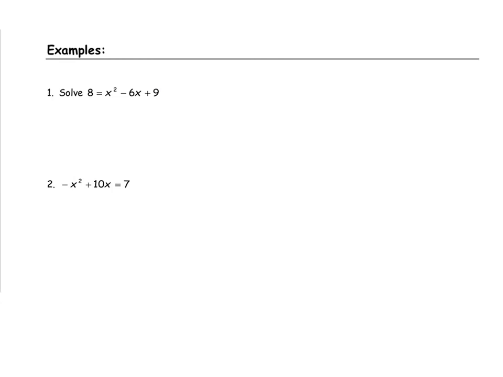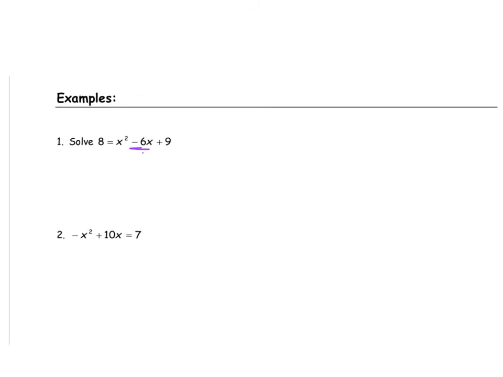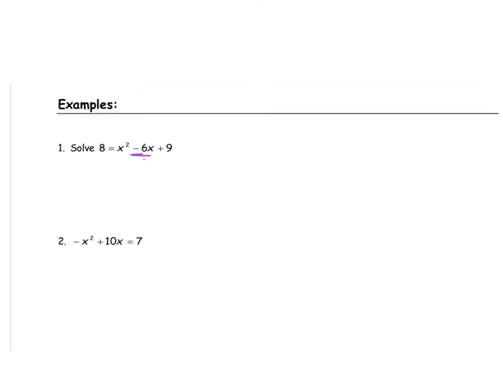So in this first example, we do have an x term, so we know that we're not in that square root of both sides situation. So I am going to set this equal to 0. I'm going to move the 8 over to this side because I want to keep my a value positive. So subtracting 8 from both sides, I get 0 equals x squared minus 6x plus 1.